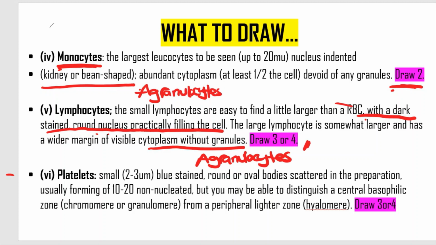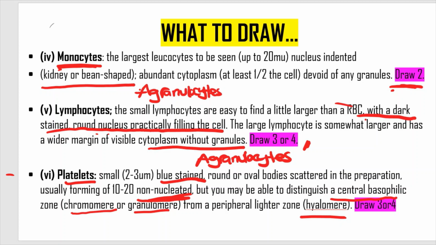Lastly, on the blood smear, you look at the platelets. The platelets are blue stained, meaning they are basophilic, they are basic, and they are anucleate, so they don't have any nucleus. You may be able to distinguish the central basophilic zone of the platelet, which is called the chromomere or the granulomere, from the peripheral zone, which is light, which is called the hyalomere. So you draw about 3 to 4 of them. All of these drawings, you are making them at high power.